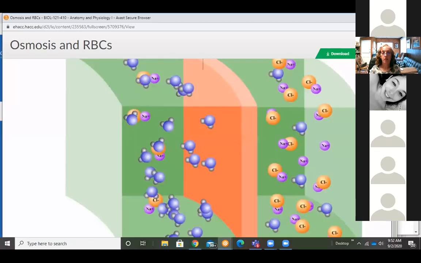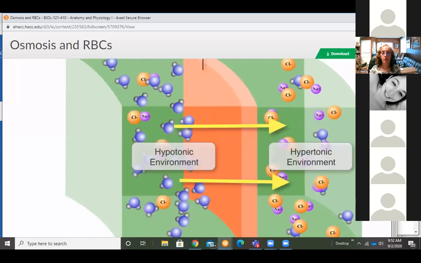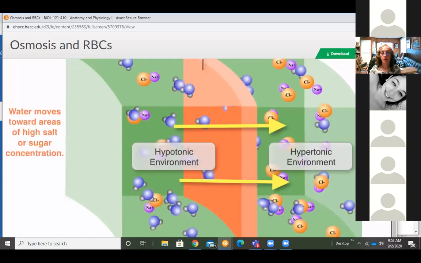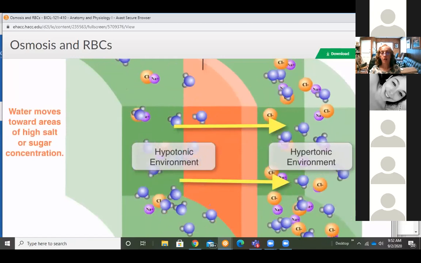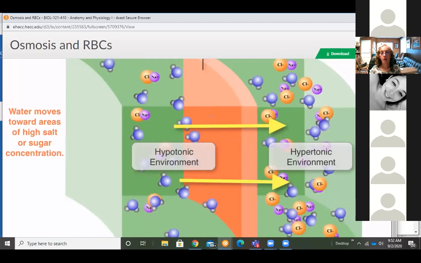An important thing to remember is that osmotic pressure always causes water to move from a hypotonic environment toward a hypertonic environment. In other words, water moves toward areas of high salt or sugar concentrations. This simple process is used to drive the operation of our kidneys and explain some of the physiological consequences of diseases such as diabetes.